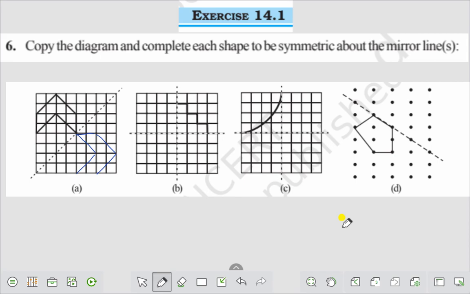Hello everyone. Today I'll discuss exercise 14.1 question number 6. Copy the diagram and complete each shape to be symmetric about the mirror line. This is the mirror line, right?